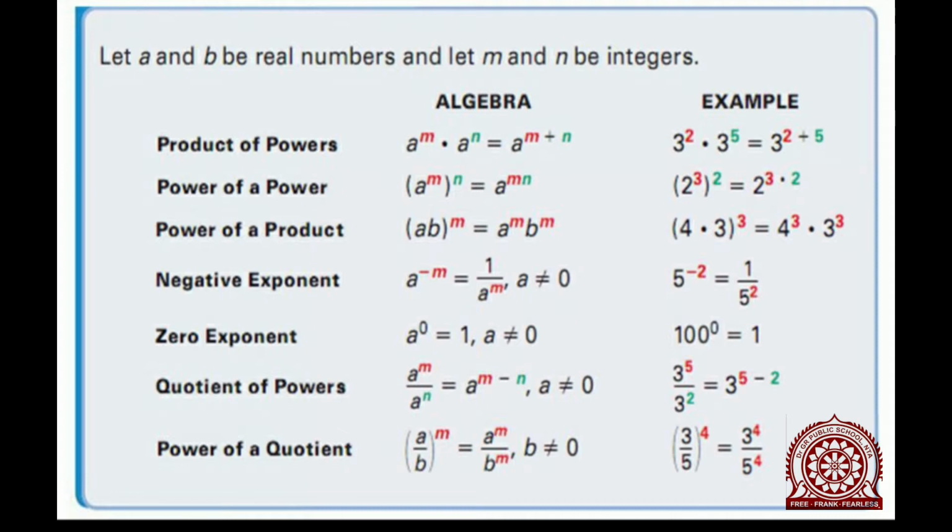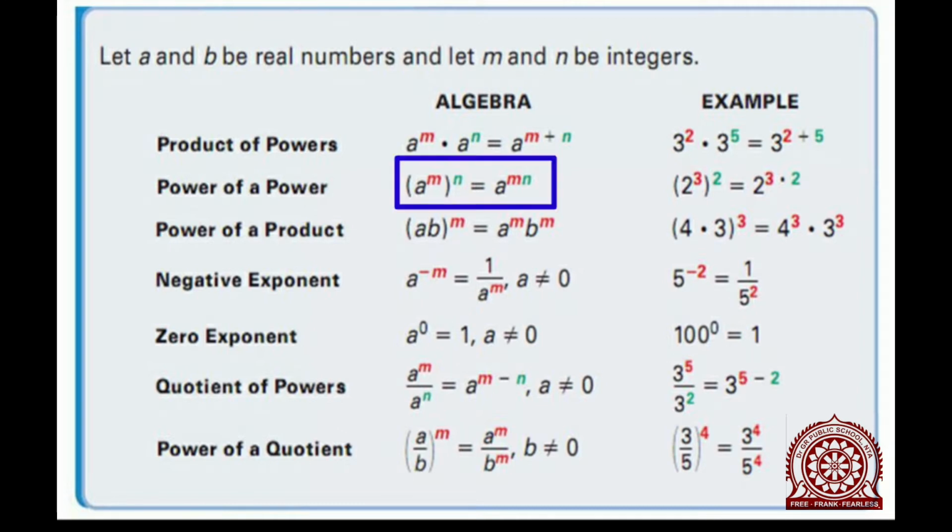Did you see the example given here? 3 raised to 2 multiplied by 3 raised to 5. How can we write? 3 raised to 2 plus 5. That is 3 raised to 7. Did you get, children?